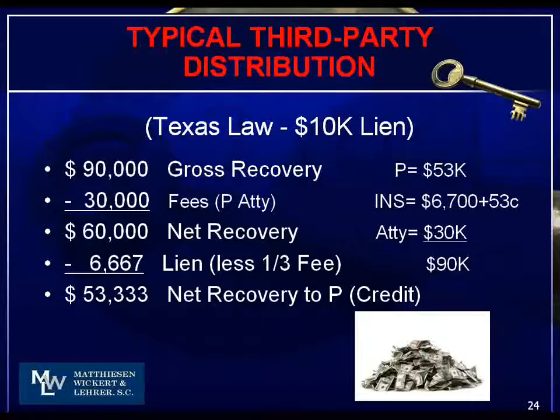$6,667. Well, what is that? I thought we had a $10,000 lien. Well, it's $10,000 minus 1/3 for the fee. That leaves a $53,333 net recovery for the plaintiff. That amount is our credit.